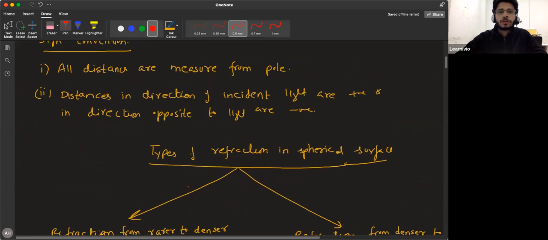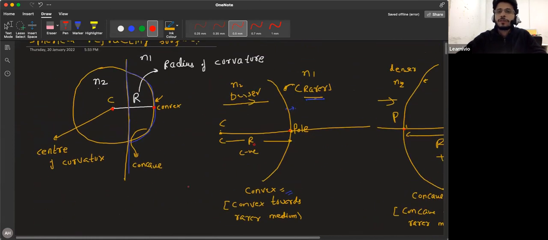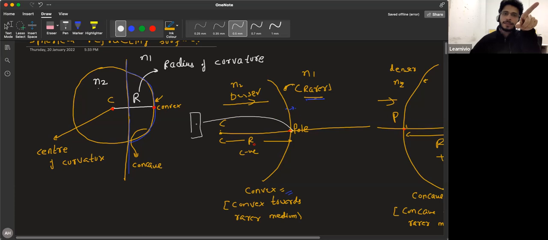Next, we will be using a sign convention. The sign convention says, measure all distances from the pole. All distances from the pole means, let's say I place an object here and I ask you to calculate the distance of this object. So measure distances from the pole. The starting point for measuring all distances would be the pole. You'll start from the pole and then you will go to the object. You will not go from the object to the pole. This is wrong. You will start from the pole and will go to the object.